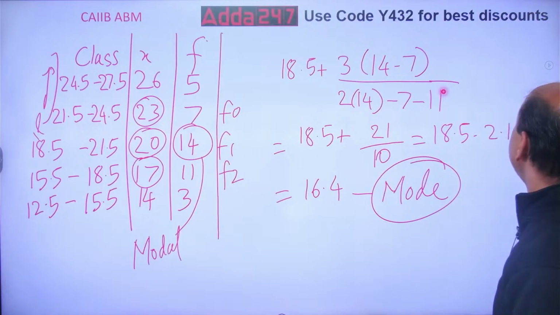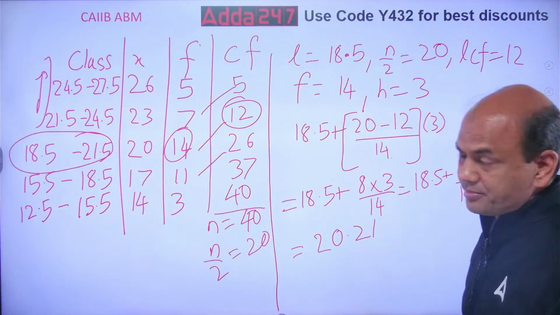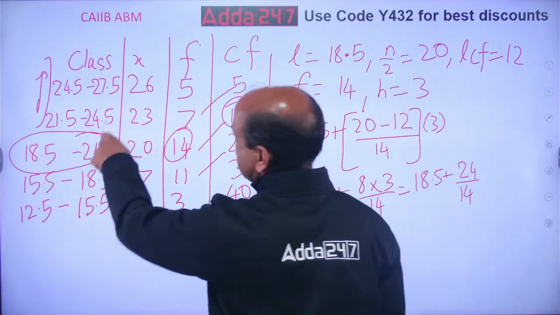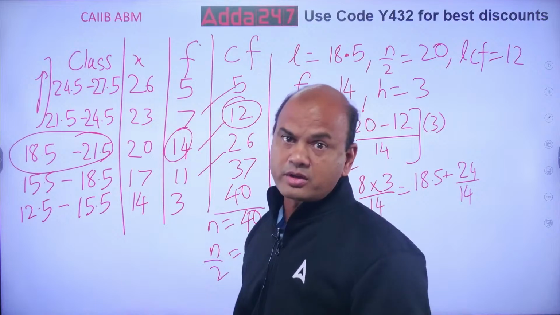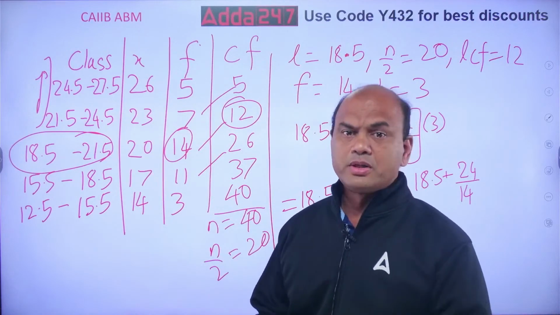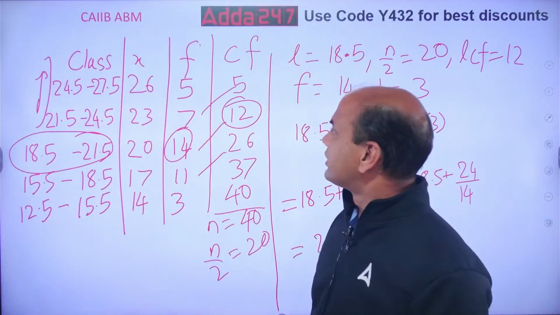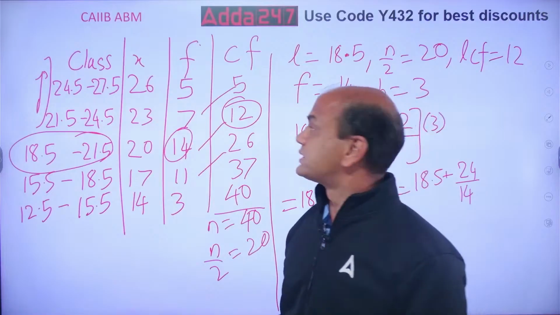Next, now median. Median again, the table is same, class X F. But in median you require one term that is called cumulative frequency. Cumulative means go on adding. Go on adding. Okay.